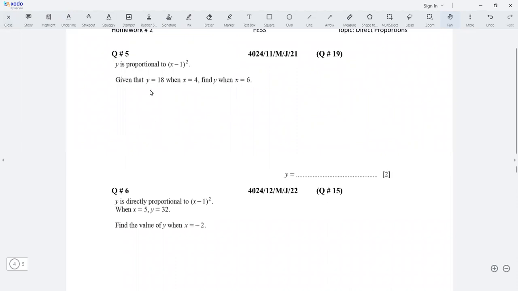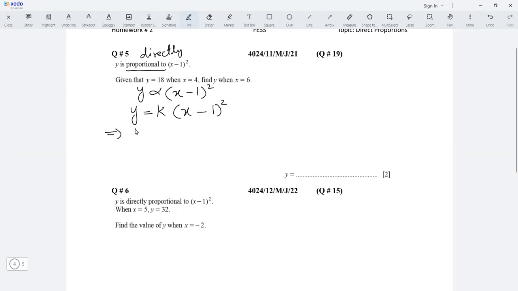In question number 5, they're saying that y is proportional, which is the same thing as directly proportional. So y, with a proportionality sign, and x minus 1 whole squared. Replacing that proportionality sign with an equals sign and a constant k times x minus 1 whole squared. In the first piece of information, they're saying y is 18 and x is 4. 4 minus 1 is to be done first. 4 minus 1 is 3. 3 squared is basically 9. So 18 equals k multiplied by 9.